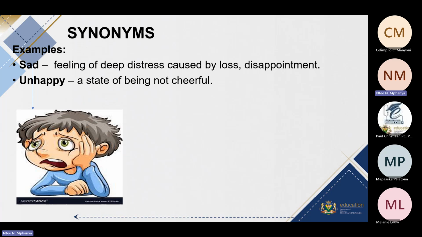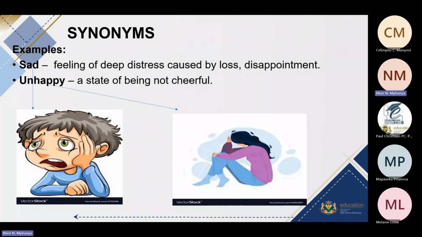This boy is certainly sad. You can read sadness on his face. Look at this little girl or the lady there. She is unhappy. We cannot say that she's cheerful. Look at her sitting posture. The crouching position means that she's not cheerful. She does not want to get involved in anything. Therefore, sad and unhappy show a state of not being cheerful.